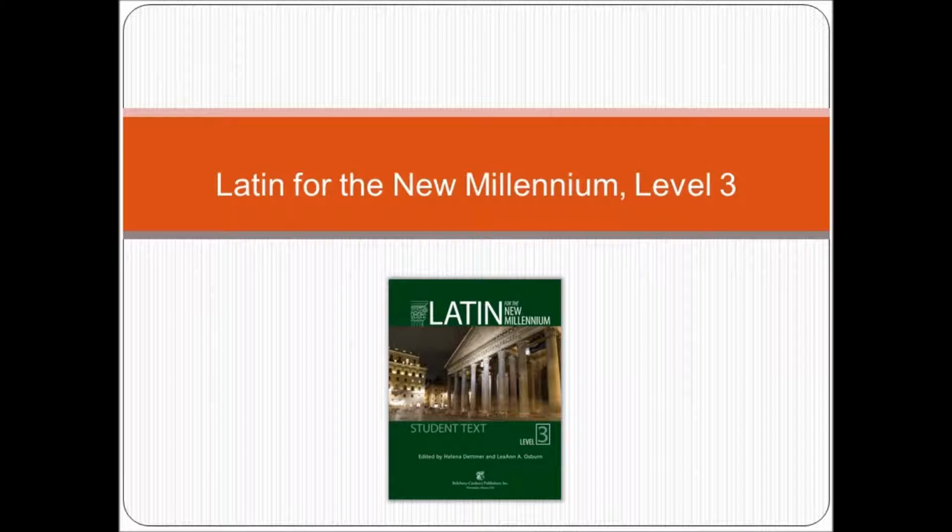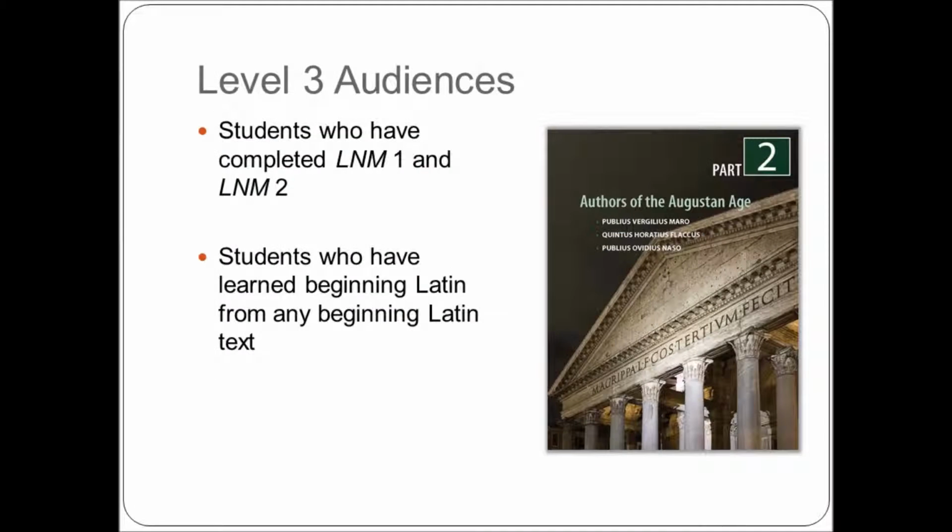Hello, welcome to the teaching overview for Latin for the New Millennium, Level 3. L&M 3 is appropriate for students who have learned beginning Latin from L&M 1 and 2, whether they use the Life of Atticus readings or not, and students who have learned beginning Latin from any other beginning Latin text.